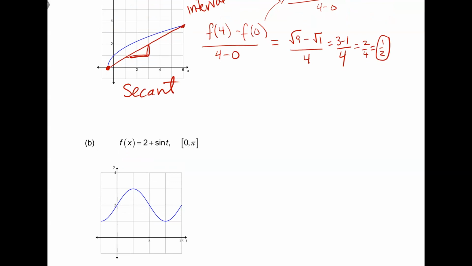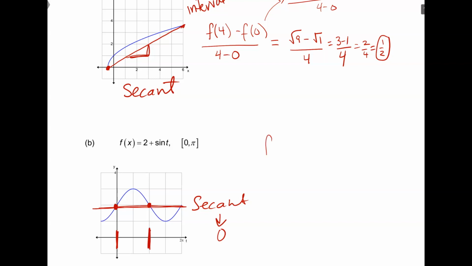So f of x equals 2 plus sine t. I'm going from 0 to pi. So I'm going from here to here, and I'm only interested in these points. Ooh, so if I would draw a line here, do we know what our answer should be? It's a secant, but what is the slope here? 0. Okay, you know what? Let's double check it algebraically, because we won't always have a graph, and it might not always be this easy. But just going through, we know what the answer should be.